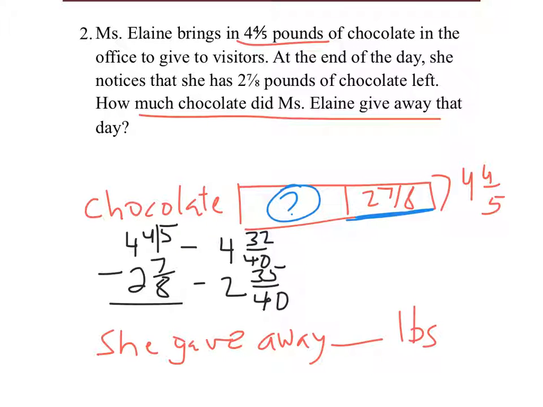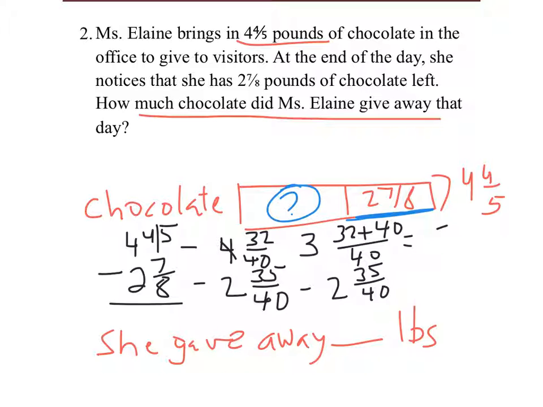Now when you have this, you say, well, I can't subtract 35 from 32. So what can I do? Well, I can change this into a 3 and then exchange one of the wholes, and now all of a sudden I've got 32 plus 40 40ths, and subtract 2 and 35 40ths. Okay, so how much is that? Well, you can look at it and say, well, if I take 3 away from the 40, I've got 35 and there'll be 37 left.